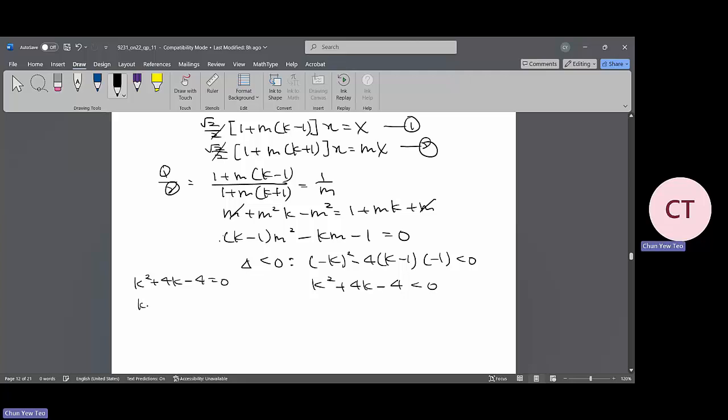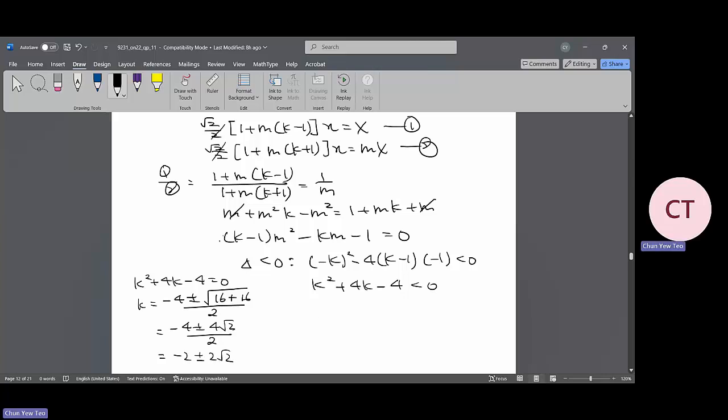Using the quadratic formula, your k is equal to negative b plus minus the square root of b squared minus 4ac, divided by 2a. So this will be negative 4 plus minus the square root of 32, so 32 will be 4 root 2, over 2. So this will be negative 2 plus minus 2 root 2.